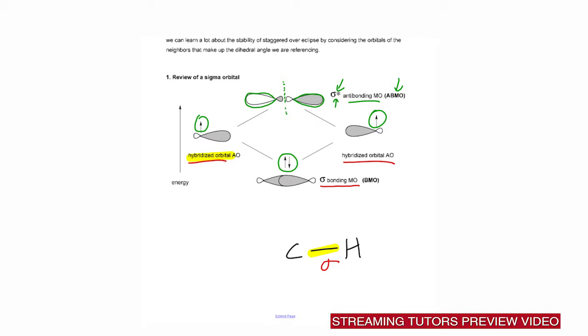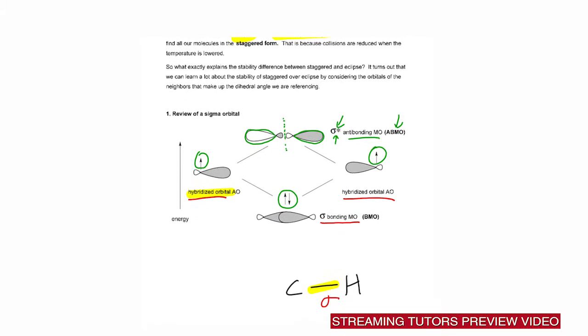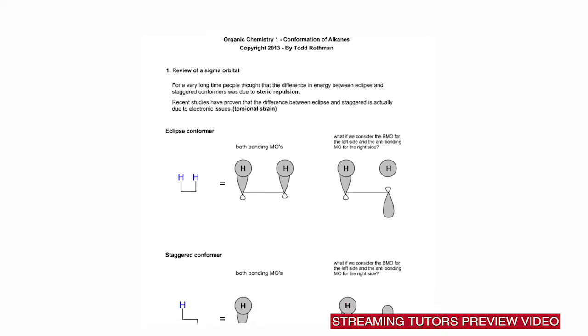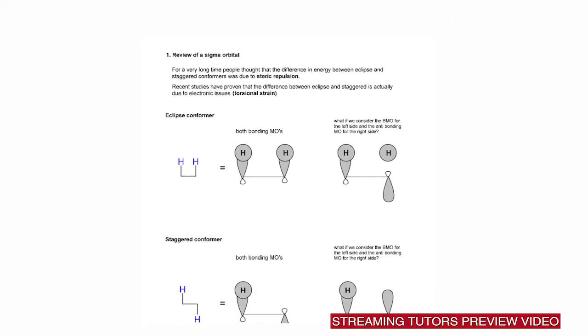There's the bonding MO, or for every bond, when you think of it from an orbital point of view, there's two. There's the bonding MO, and then there's the anti-bonding, which has no electrons in it, and that's higher in energy. Now, it turns out that for us to understand why eclipse and staggered are so much more or less stable relative to each other, eclipse being less stable, staggered being more, we have to think about the orbitals. So here's now taking the ideas from the previous page.